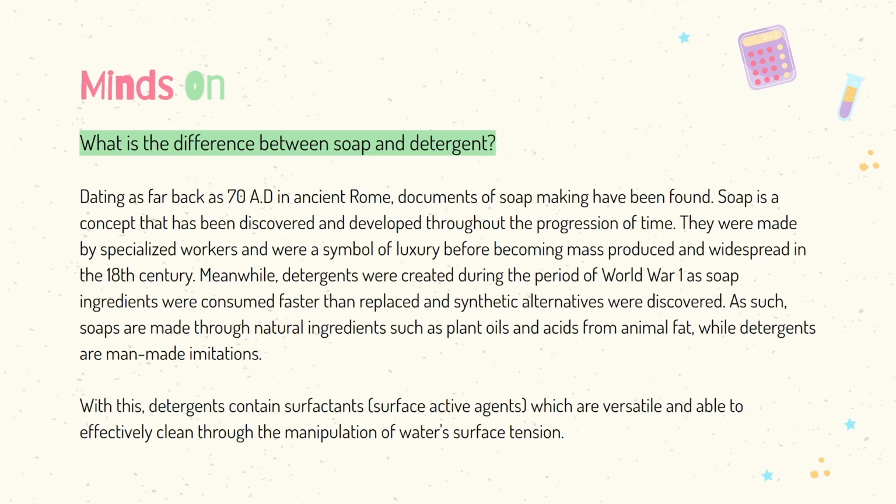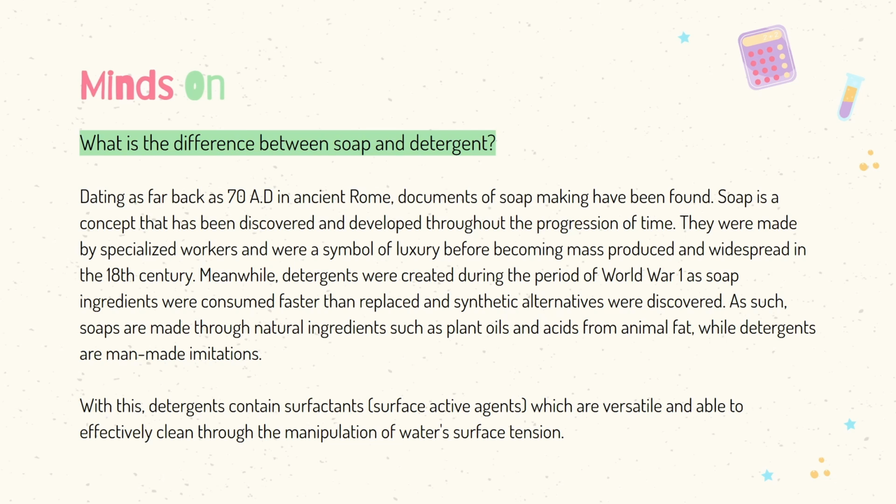While soaps are made through natural ingredients such as plant oils and acids from animal fat, as you may remember from the previous lessons, detergents are made from man-made imitations. Throughout our lessons, we'll be referring to them as the same thing, because chemically speaking, they have very similar and essentially the same properties. So if you ever hear me using soap and detergents interchangeably, know that it's intentional, because they're very, very similar.